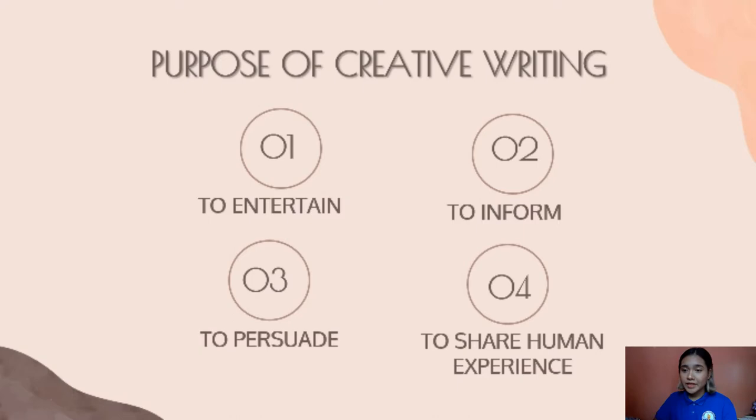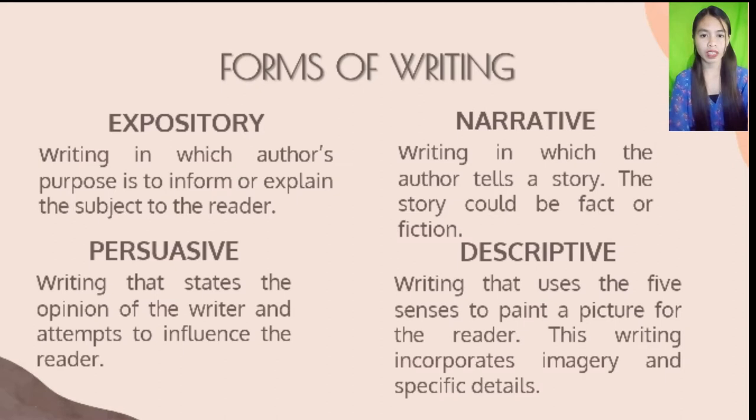And next are the four main types of writing, which are the expository, persuasive, narrative, and descriptive. First, the expository: writing in which the author's purpose is to inform or explain the subject to the reader, or writing that seeks to explain, illuminate, or expose, which is where the word expository comes from. Examples are magazines and news articles.